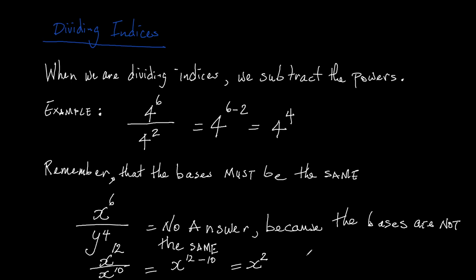So let's recap quickly. We spoke about multiplying indices. Once the bases are the same, you add the powers. Only when the bases are the same can you add the powers. When dividing indices, once the bases are the same, you subtract the powers. That's it for today.